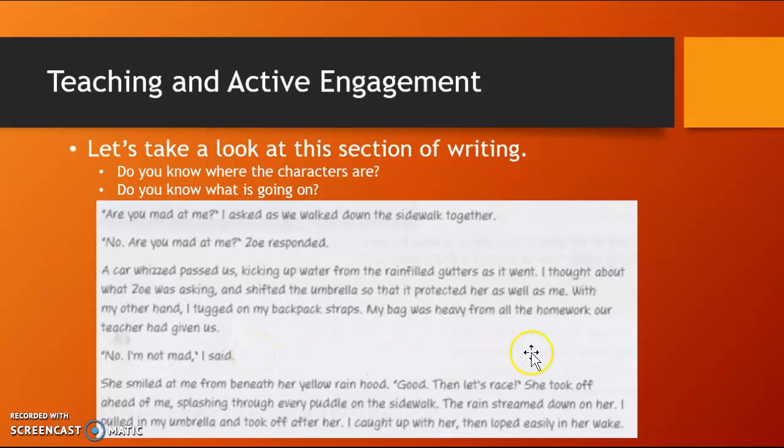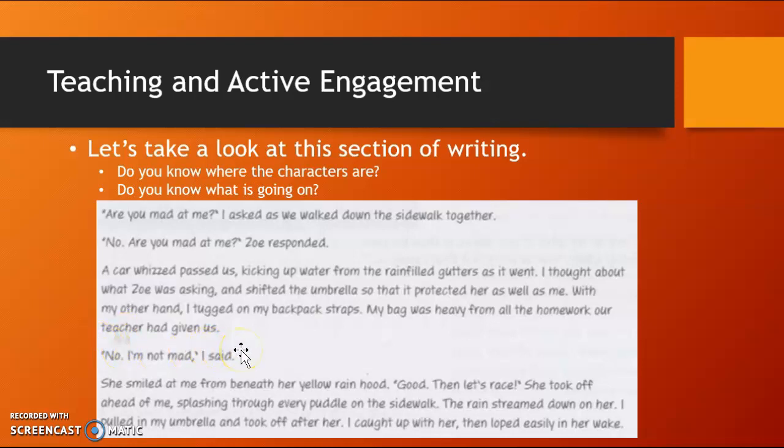My bag was heavy from all the homework our teacher had given us. Right there, from that little paragraph, I already know, okay, so they're walking back from school. It's obviously raining. They have an umbrella. My lights are turned on so much more just reading this little bit. And I can see so much more of what's going on in this writing.